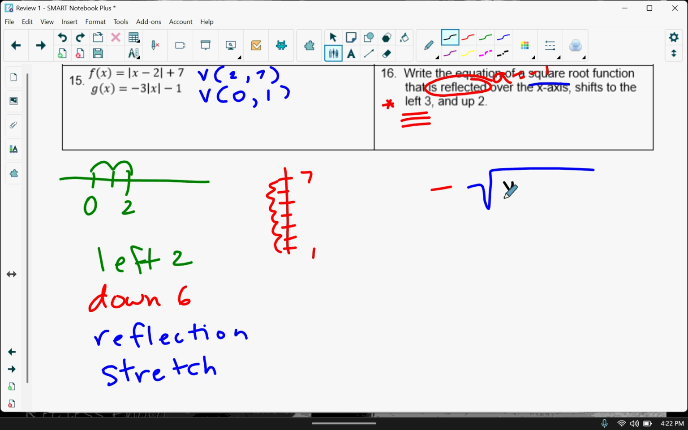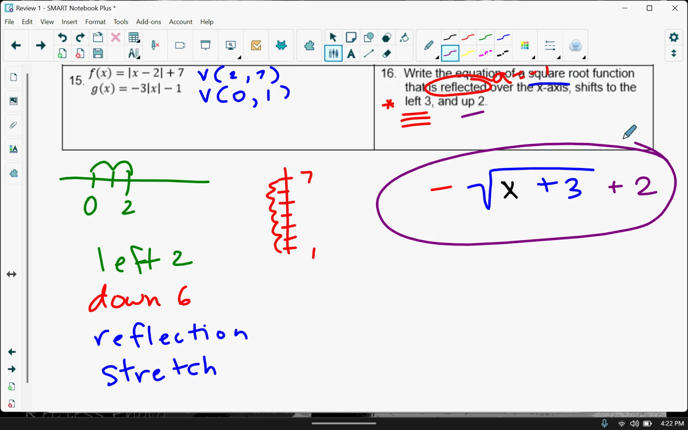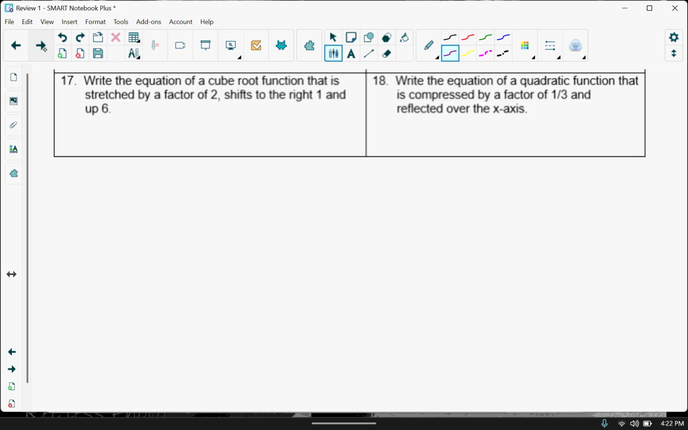When you have an x inside your radical and they want you to move left 3, that one is lying to you. Left 3 would be -3, but because they're lying, we're going to put it as a +3. And then the last part says up 2, so we just stick a +2 at the end, and that's our answer. So we have negative square root of x plus 3, and then on the outside +2.